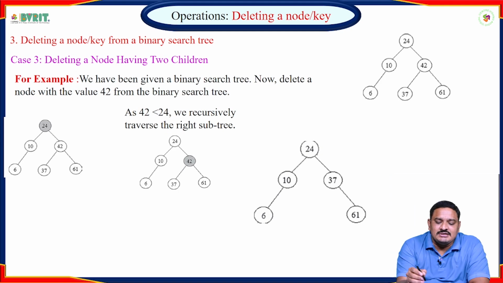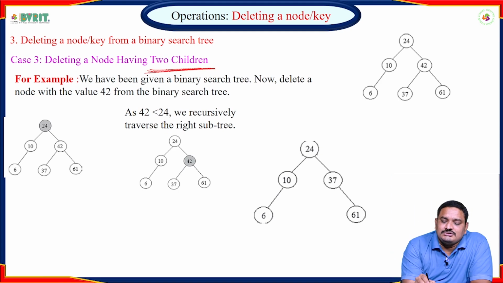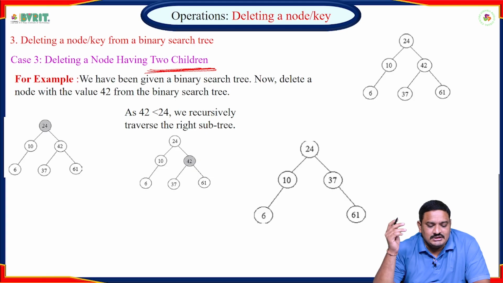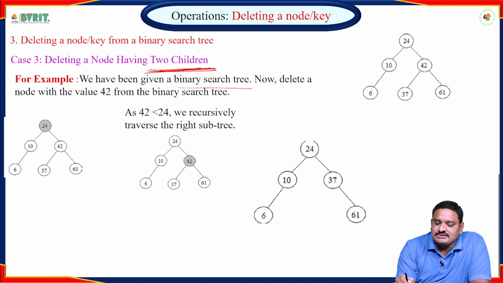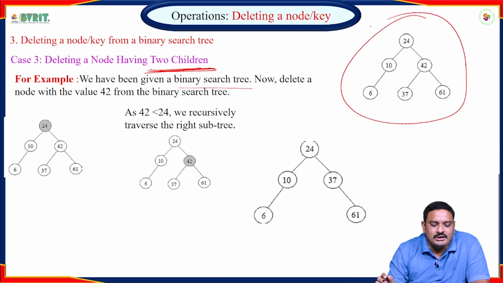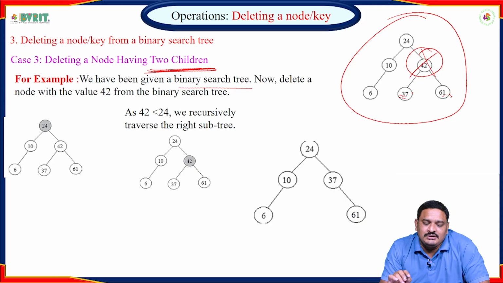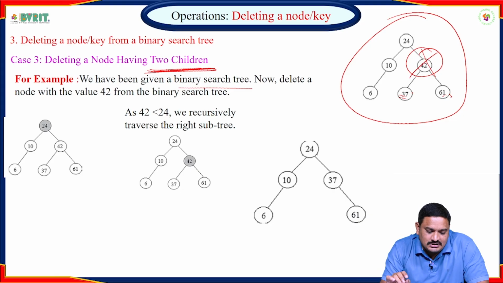The third case is deleting a node that has two child nodes. See this one. We have the given binary search tree. Now we can delete a node that has two children. The node with two children is 42. This 42 is deleted from the binary search tree.